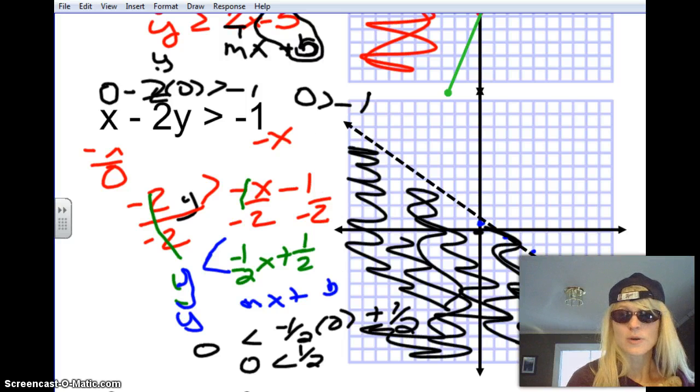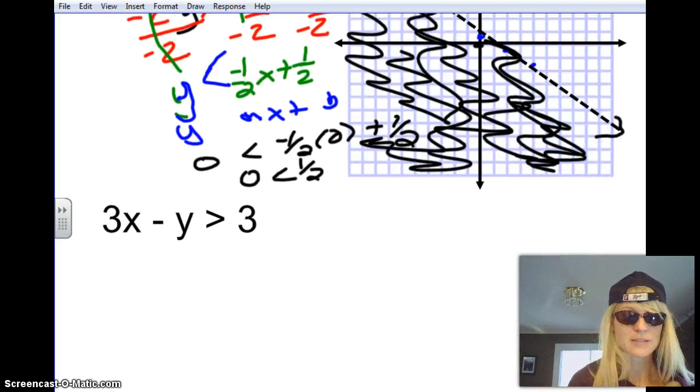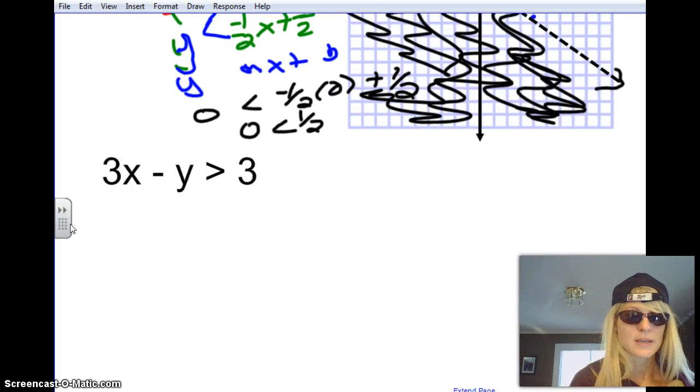Okay, so I'd like you to give this type of problem a try, where you have to change the sign. So here's your problem here. If you would go ahead, put it in slope-intercept form, don't forget to flip your sign when you divide through by this -1 here, and then graph it out. And then we'll talk about it tomorrow.